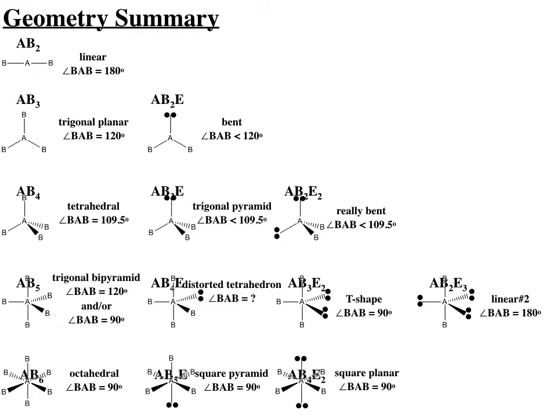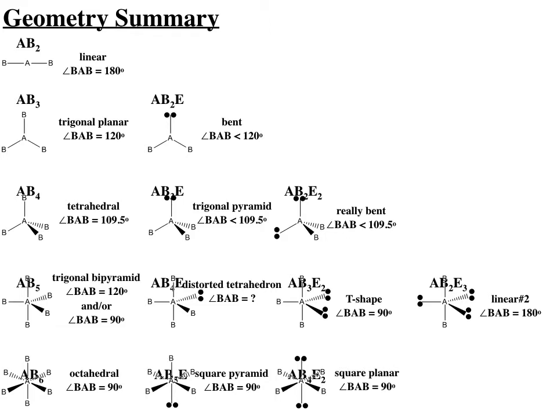When I do these for the trigonal planar case, when I take off one of the B's and put on a pair, I get a bent molecule. For the tetrahedral case, when I take off a B and put on a pair of electrons, I get the trigonal pyramid. For the trigonal bipyramid starting point, by taking off one of the B's, I end up with the so-called distorted tetrahedron. For the octahedral case, when I take off one of the B's, I end up with the so-called square pyramid.